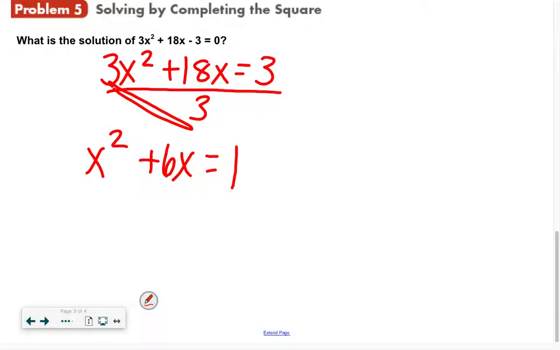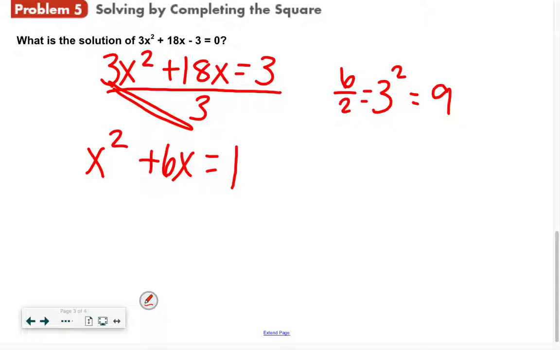Yep. Okay, step 2. It says complete the square by adding b over 2 squared to each side. Well, that's just what we did. What's my b in this equation? 6. So if I take 6 over 2, I get 3. And then I had to do what to it? Square it. What's 3 squared? 9. So I need to add 9 to each side.